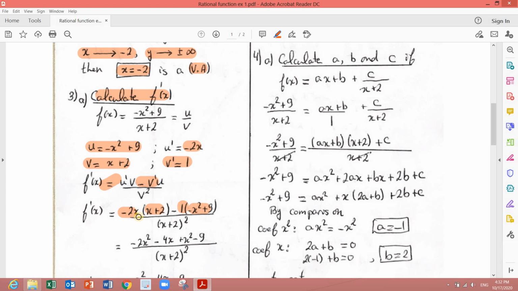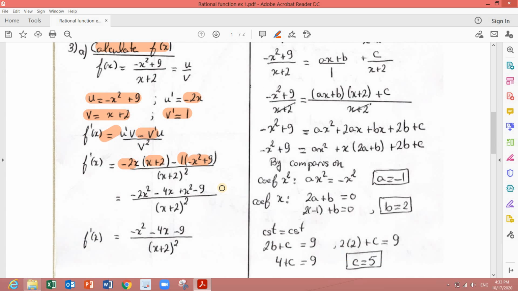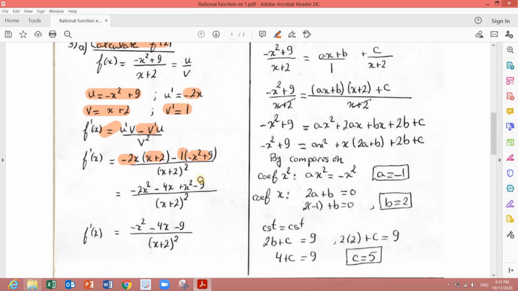So we expand. Minus 2x times x is minus 2x squared, minus 2x times 2 is minus 4x, minus 1 times minus x squared is plus x squared, and minus 1 times plus 9 is minus 9, over x plus 2 squared. Not necessary to expand x plus 2 squared, we leave it as x plus 2 squared. So f prime x, after reducing, is minus 2x squared plus x squared is minus x squared, minus 4x, and minus 9 over x plus 2 squared.